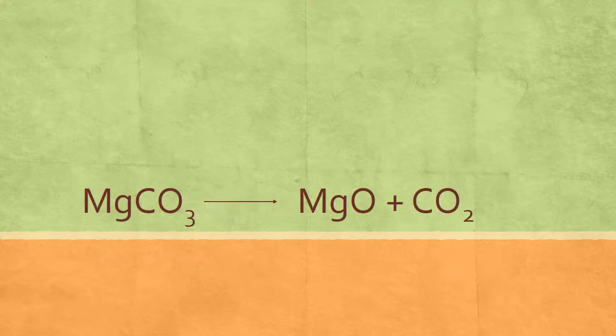I'm going to be talking about the chemical reaction where magnesium carbonate yields magnesium oxide and carbon dioxide. This is a decomposition reaction because you have one reactant and two products.